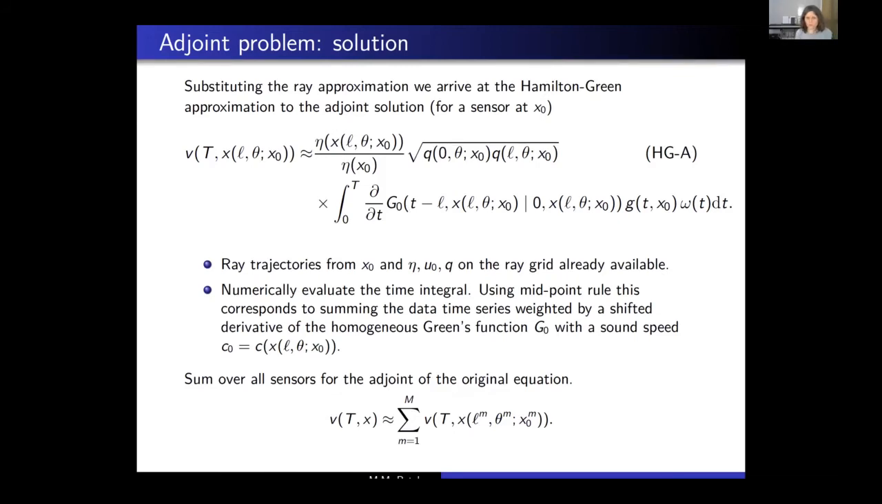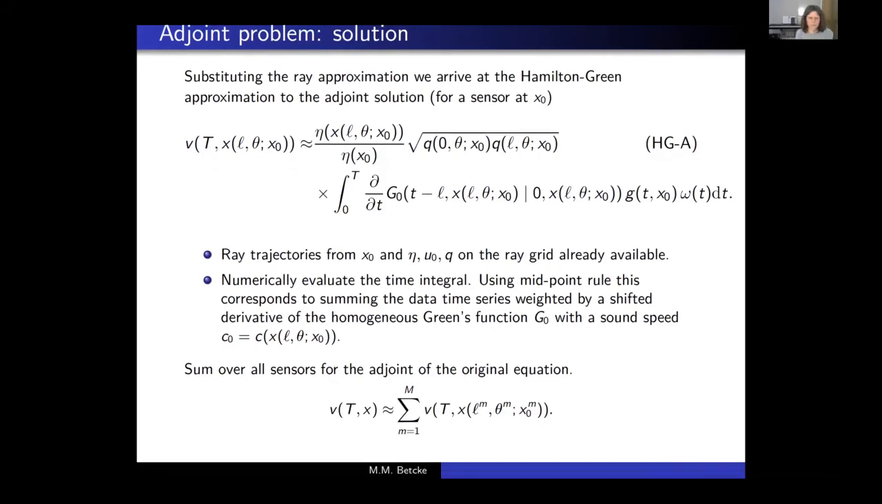So again, it looks like a kind of convolutional integral of the derivative of the homogeneous Green's function here, and all the other quantities are something that I can compute. To obtain the whole adjoint, we have to sum up the contributions from all sensors, so in every point in space X, we are going to sum up all these contributions.